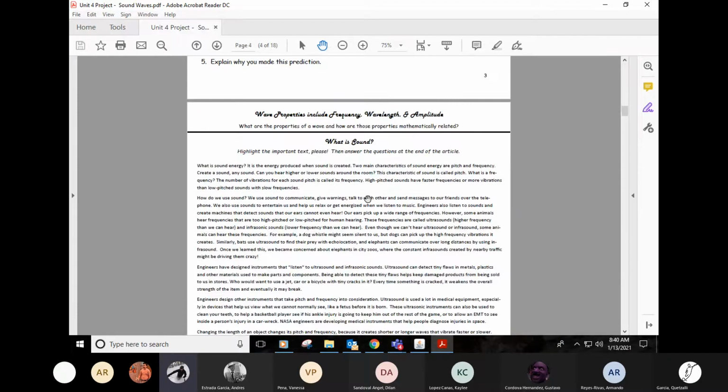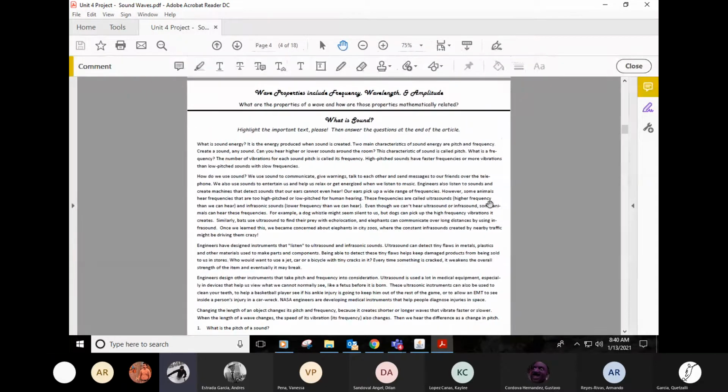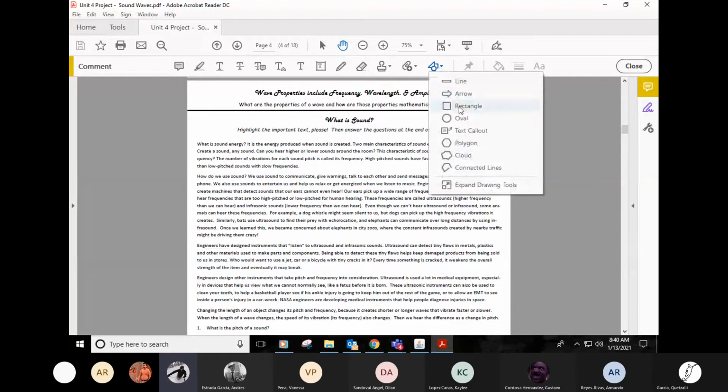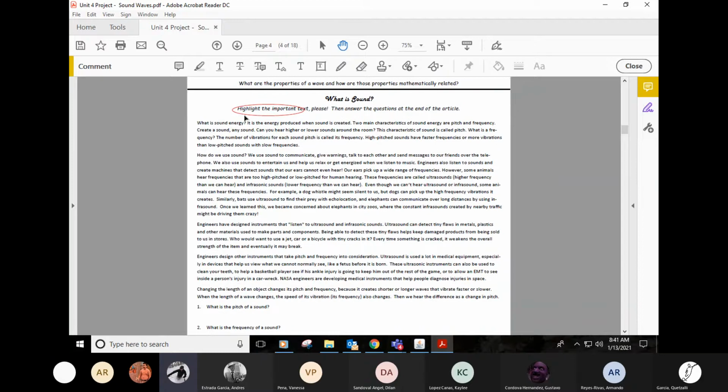Then I asked you by yourself on your own time to read this, and I've noticed that some of you are forgetting. When I give you a reading, I generally want you to highlight the important parts of it, and it usually says that I want you to do that. So if you're not highlighting the important text, you're losing points. This is for points. Like on this page, just the highlighting is probably 5 points. So if you don't highlight anything, you're going to get 0 out of 5 right off the bat.